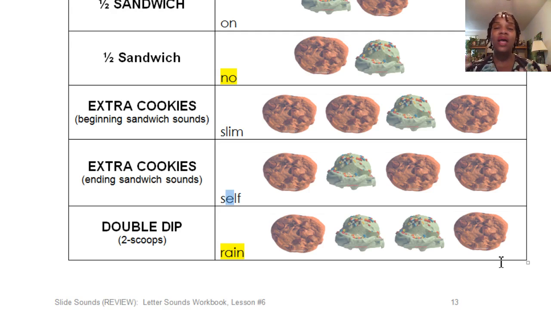Self, right? I know I'm talking a little fast, but when you get your homework packet, slow it down and think about what we're going over in today's class, right? So this has an extra cookie sound at the end. Now, this is called a double dip sound. That's two scoops of ice cream in the middle, all right?